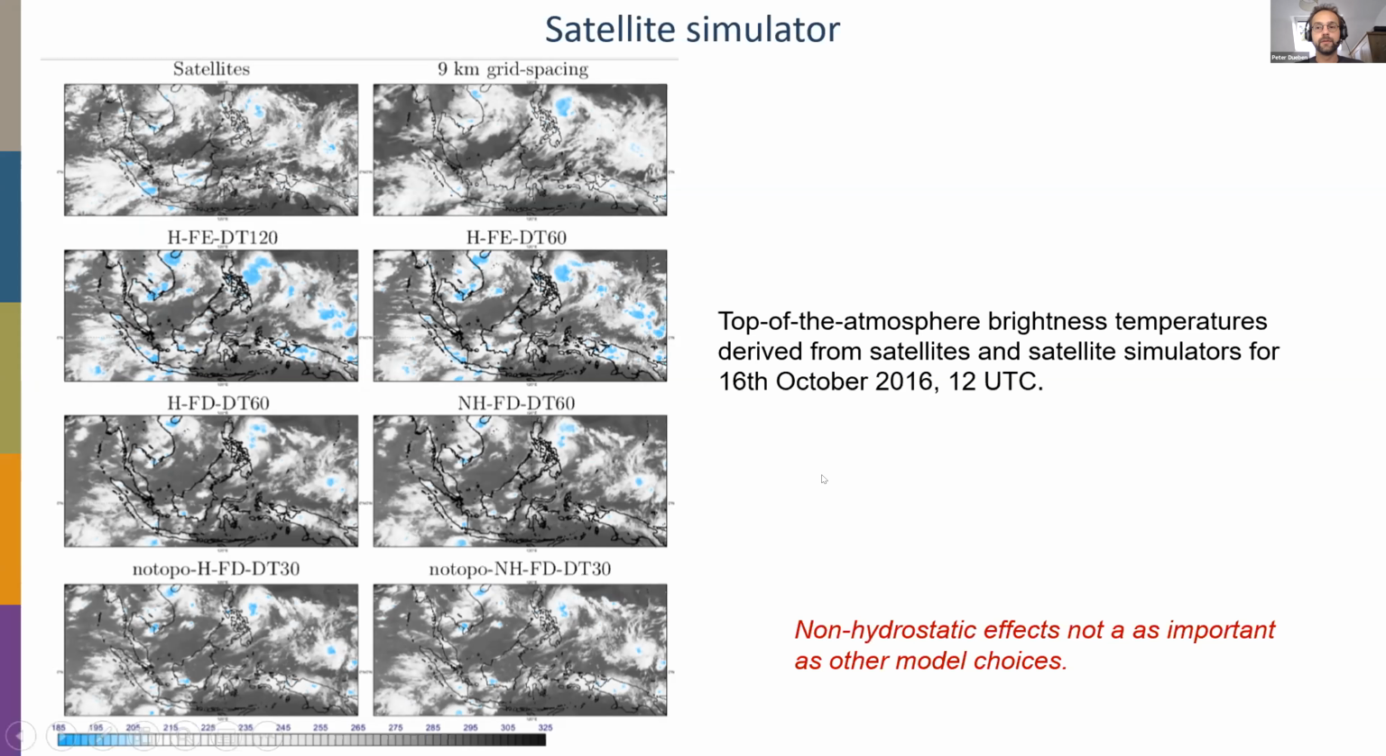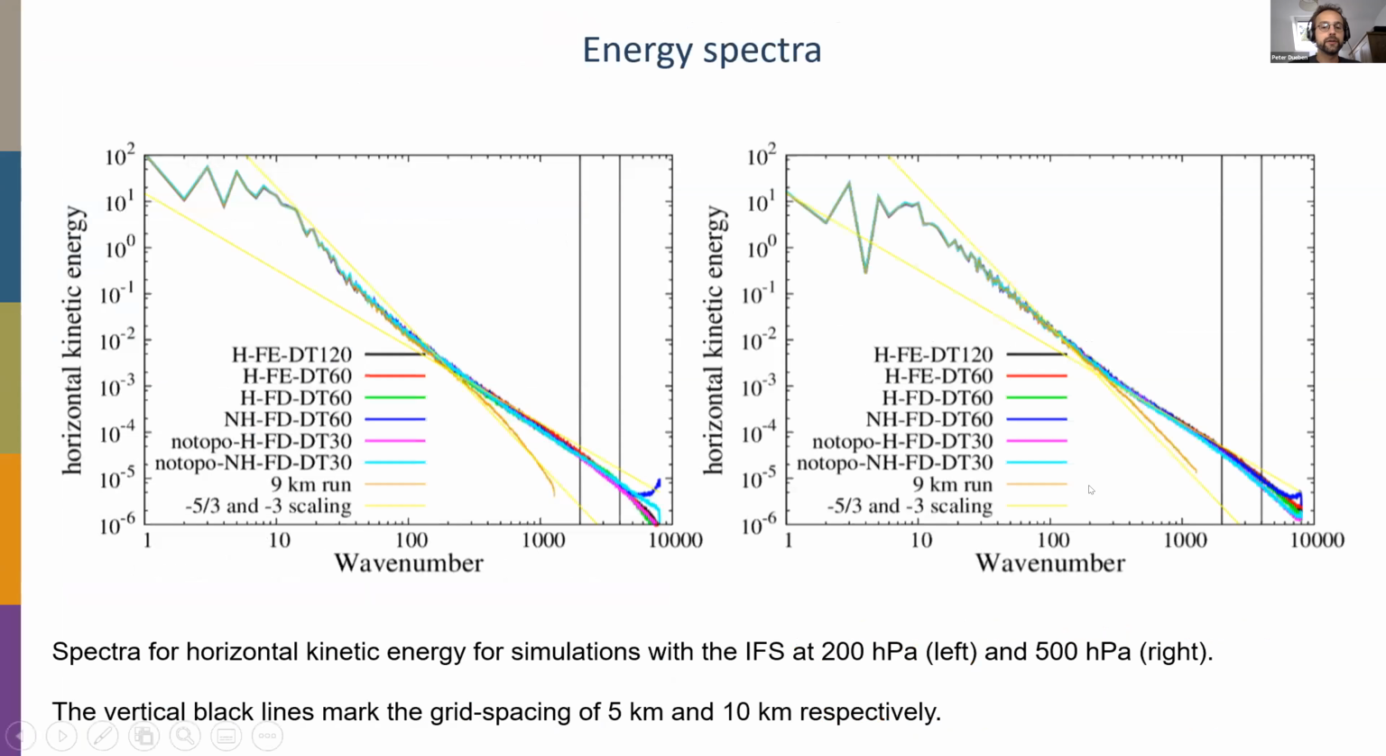So basically, in the diagnostics that we looked into, the non-hydrostatic effects did not seem to be the most important model choices. There are other model choices, like the vertical discretization schemes and the time steps, that are much more important. And also, from all that we can say, the time step of 60 seconds really behaves well. 120 seconds is probably too much, but 60 seconds seems to be a good compromise between performance and quality.